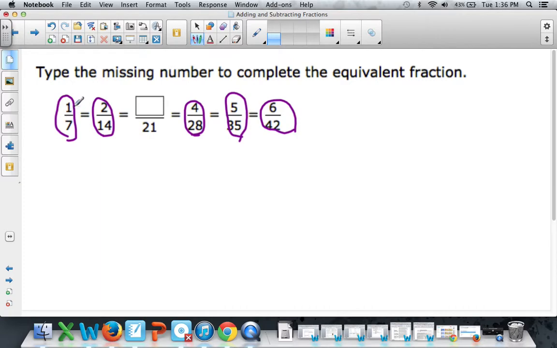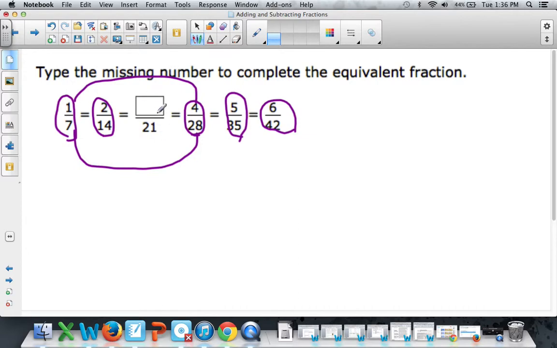Like 1/7, we times the top by 2, and then we multiplied the bottom by 2, and we got 2/14. For 4/28, we multiplied the top by 4 and the bottom by 4. What's 1 times 4? 4. What's 7 times 4? 28. And they stay equal. Why do they stay equal? Because you did the same thing to the bottom that you did to the top, the numerator and denominator.